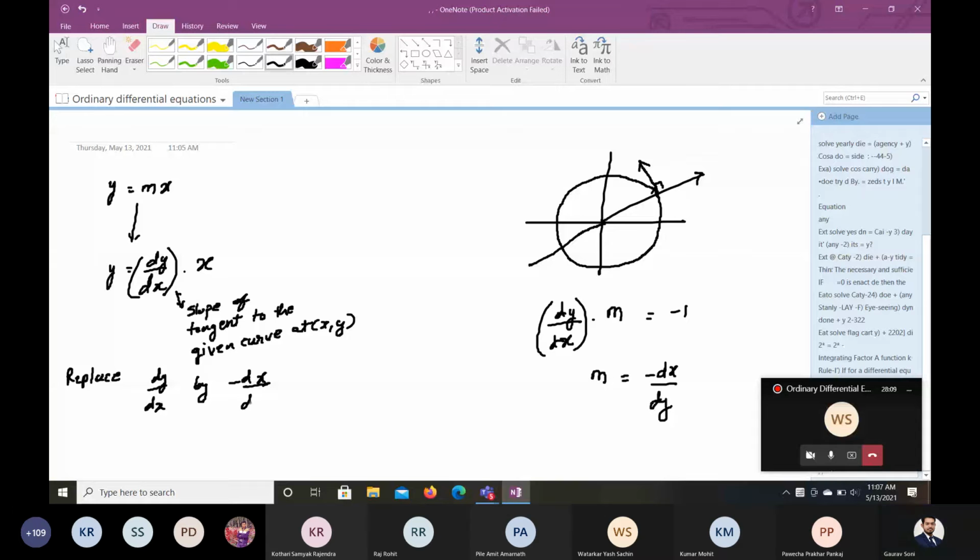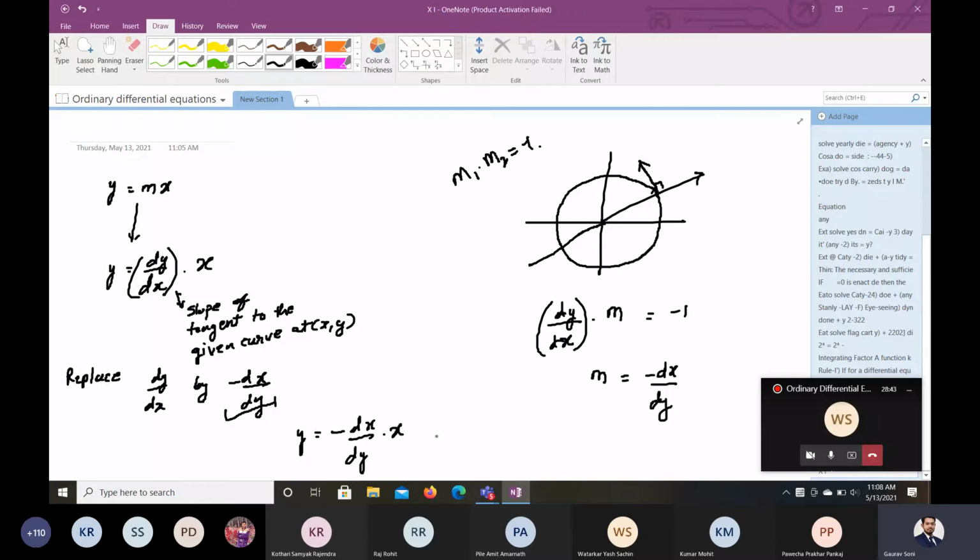Because the tangent of the orthogonal trajectory is going to be perpendicular to this. And we have seen in our 11th or 12th standard that if two lines are perpendicular to each other, then m1 into m2 is equal to -1. So by that relation, the required family of curves must have its tangent's slope as minus dx by dy. So what do we get here? y is equal to minus dx by dy into x.